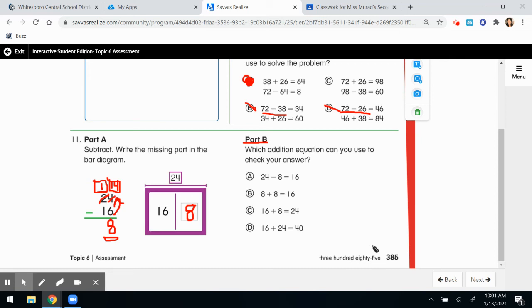Now, B says, which addition equation can you use to check your answer? Remember, to check your answer, you want to add your two parts together so it can equal your whole. So you do that by yourself. Which one of these equations shows how you would check your work?